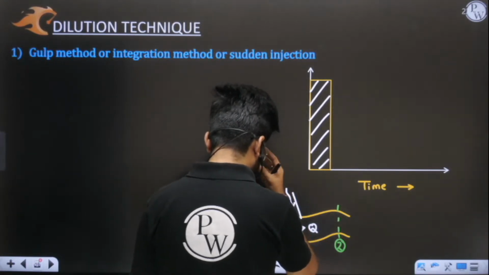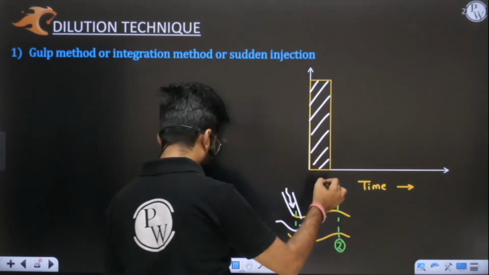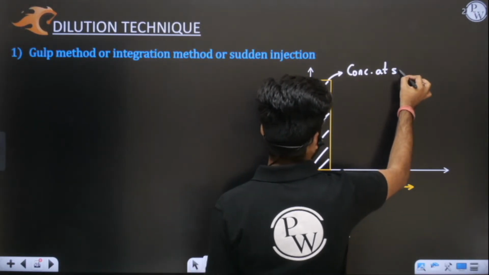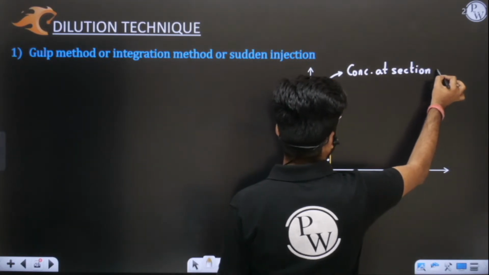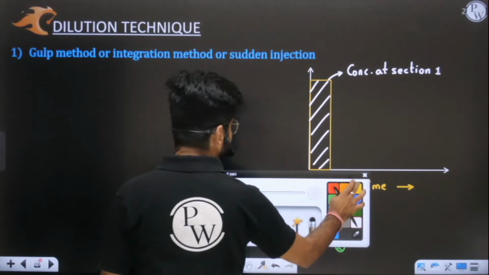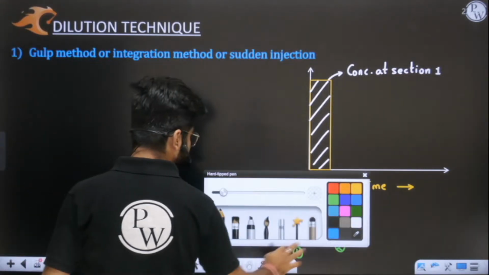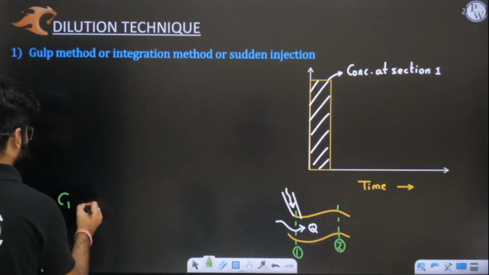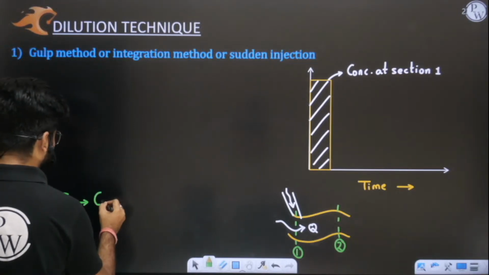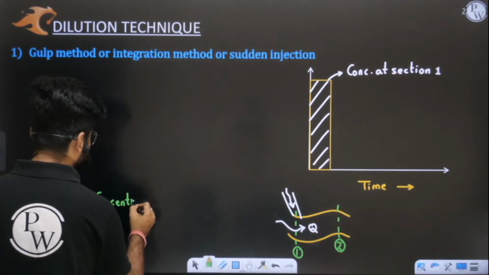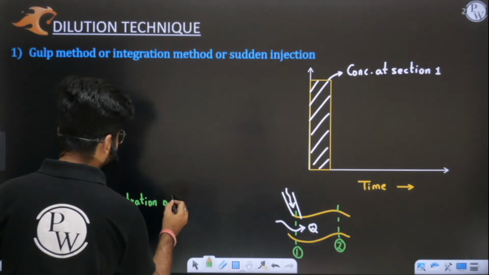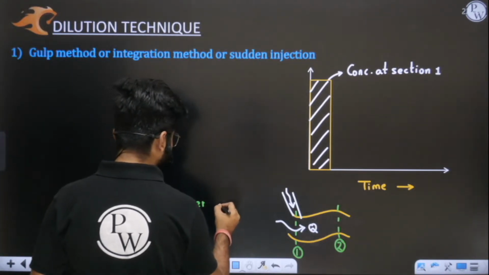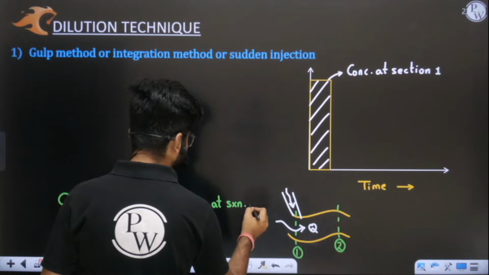This is indicating your concentration at section 1. I will denote the concentration at section 1 with C1. C1 is the concentration of tracer. Tracer is a chemical or some color which we can locate easily, whose concentration we can measure, at section 1.